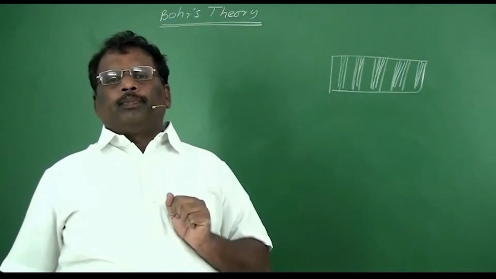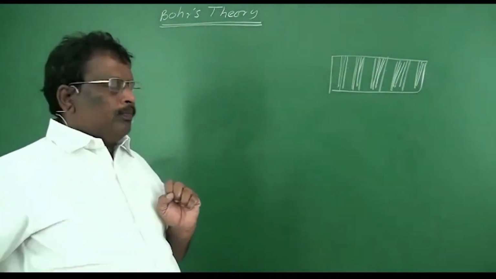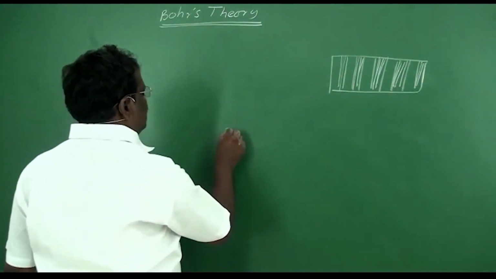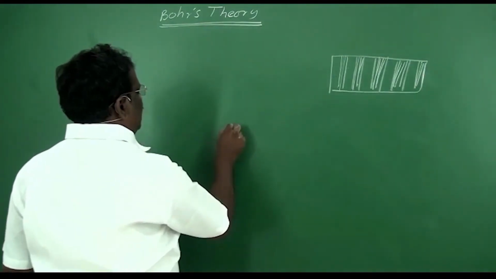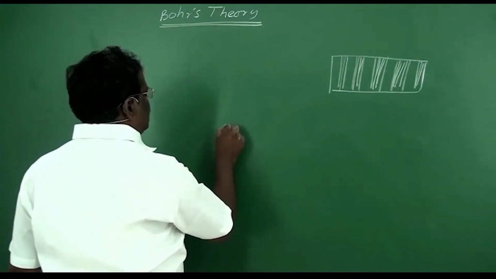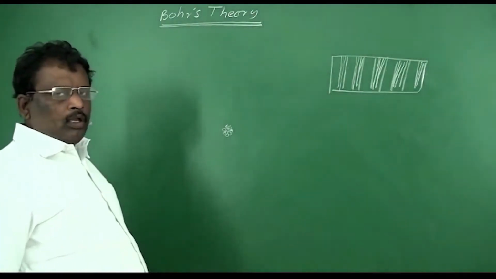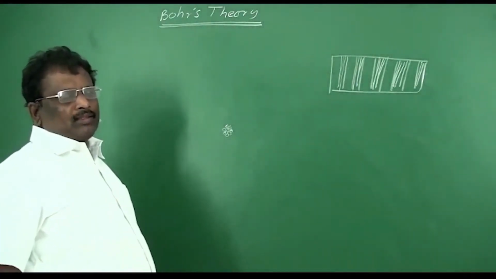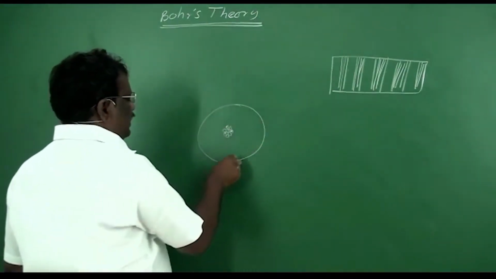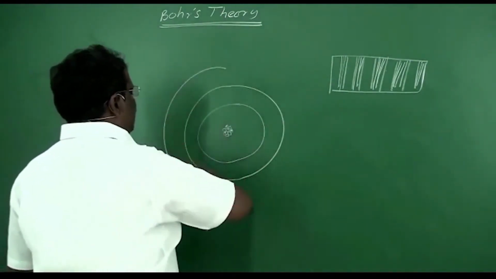According to Bohr, the whole positive charge and mass of an atom was concentrated at a minute point called the nucleus. Around this nucleus, at a specific distance, there are certain circular orbits.